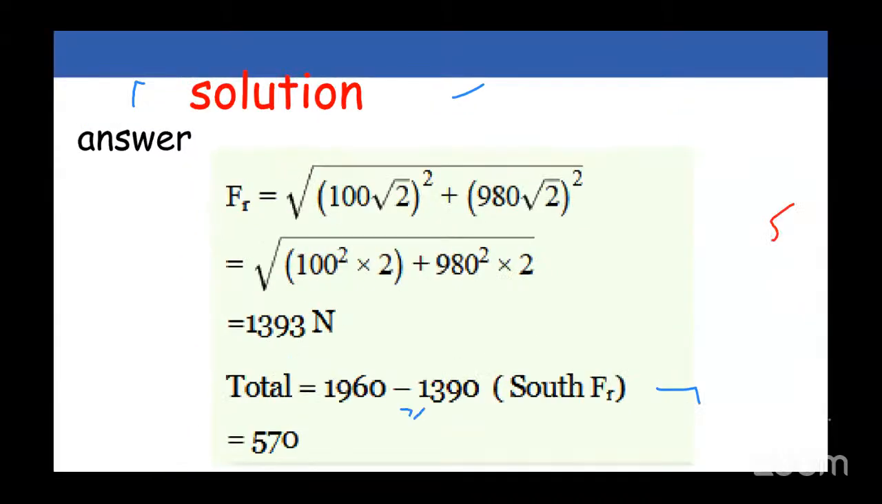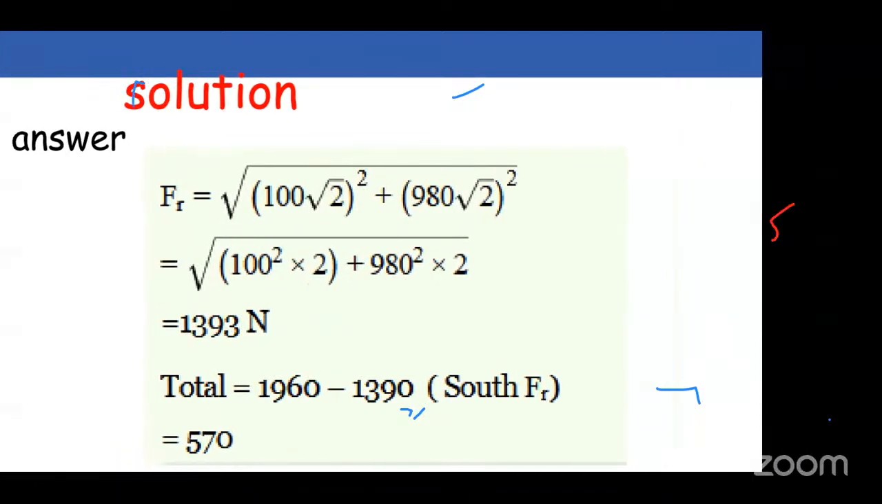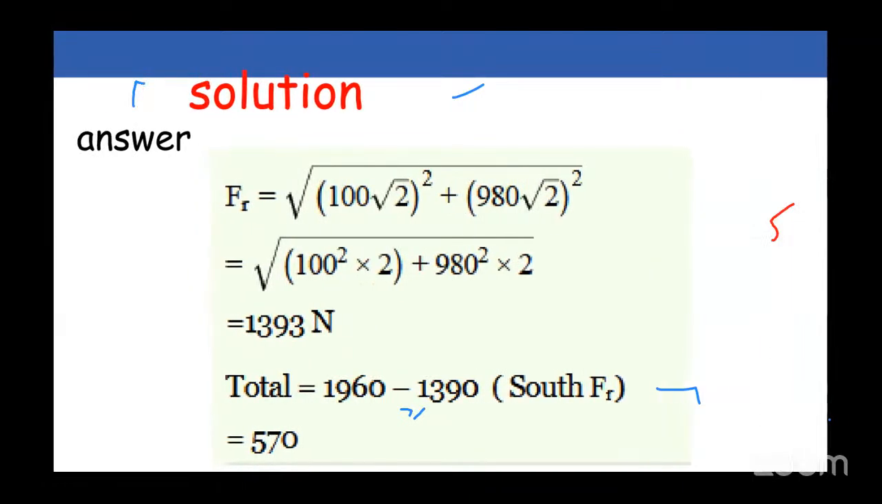Remember that by the time you find the resultant of vector A, vector B, you are going to find the magnitude, which is applying the Pythagoras theorem. Find the square root of the x component square plus y component square. And that will give you this answer, the final answer.